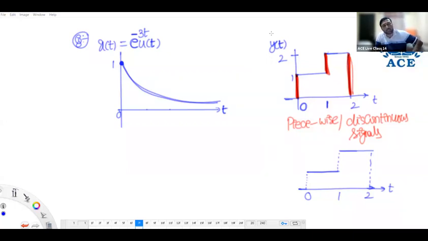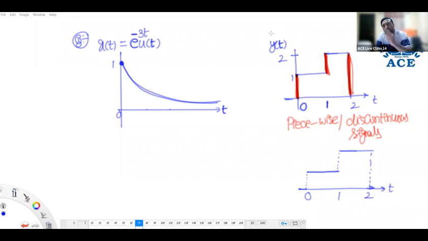So for the signal y of t, we have three discontinuous instants: 0, 1, 2. At those instants, amplitude is not defined. At the rest of the instants, it has continuous amplitude. Y of t amplitude at 0.6 is 1. What is y of t amplitude at 1.5? It is 2. At the rest of the instants, this signal also has continuous amplitude.